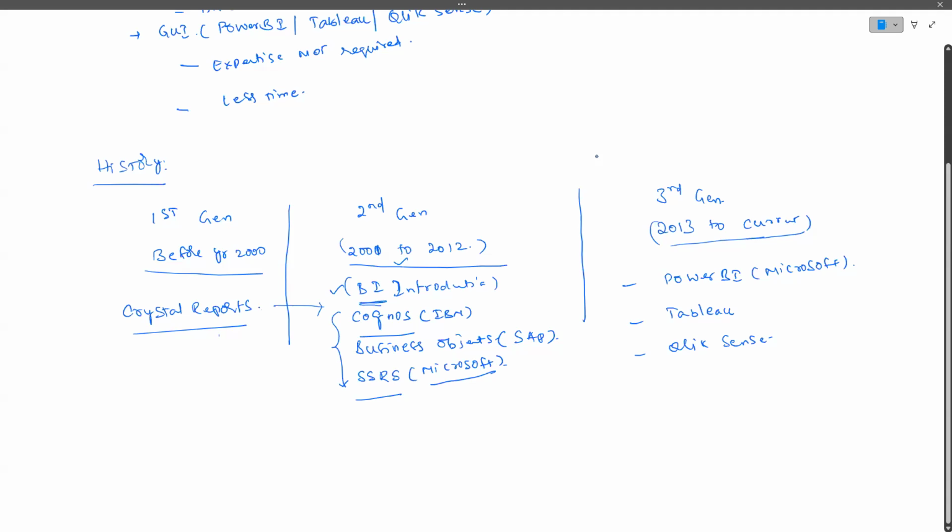But third generation reporting tools are not like that. They are mainly designed for connecting to the cloud storages. Mainly for supporting cloud connectivity, these third generation reporting tools came into the picture. So Power BI supports a lot of cloud storages, guys.